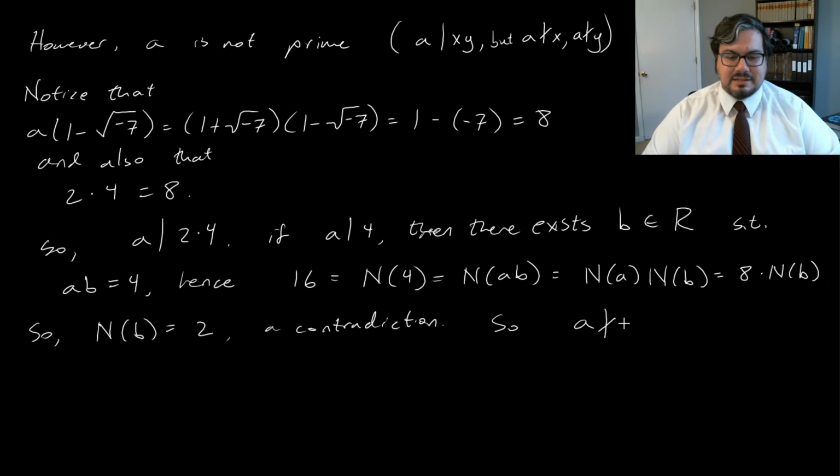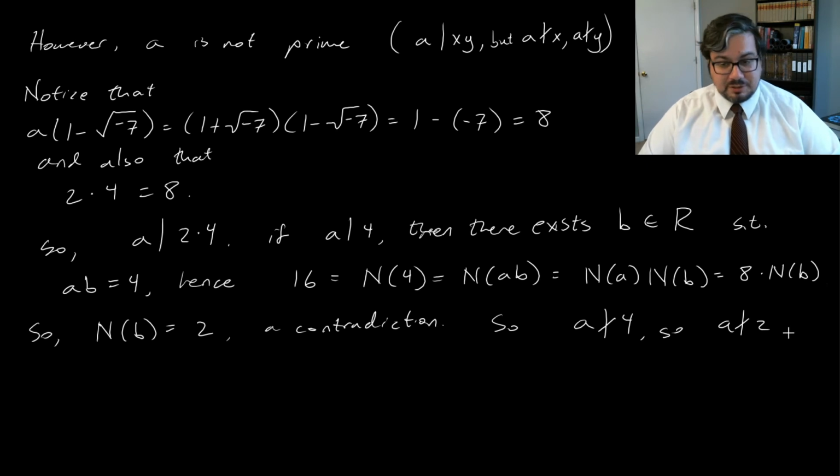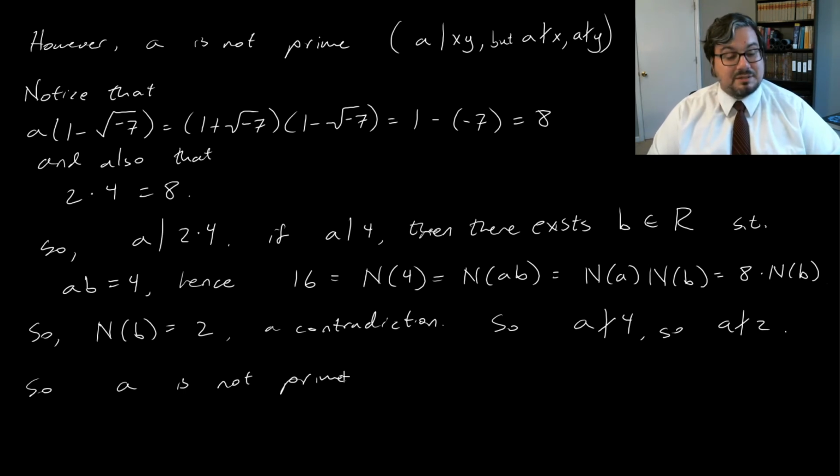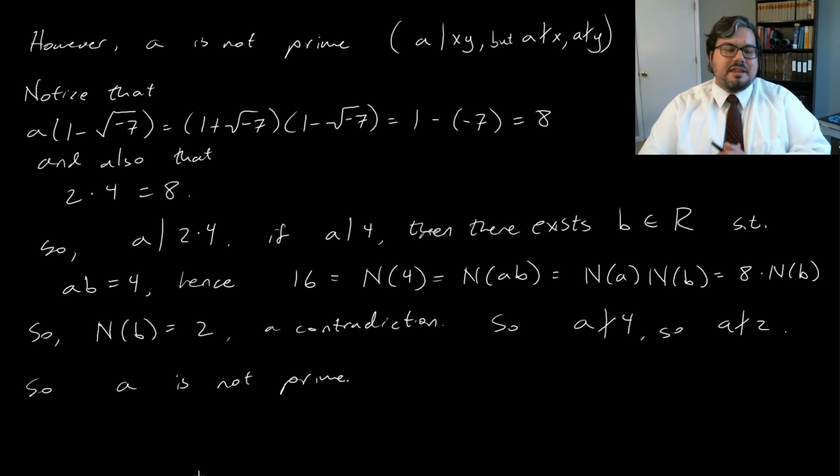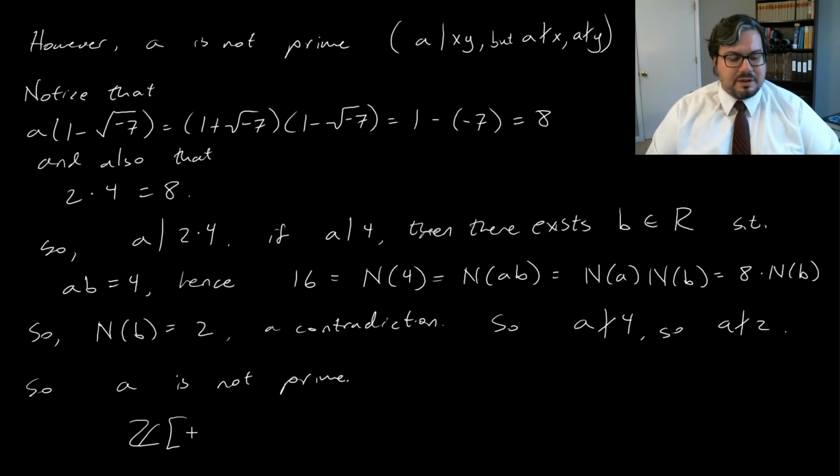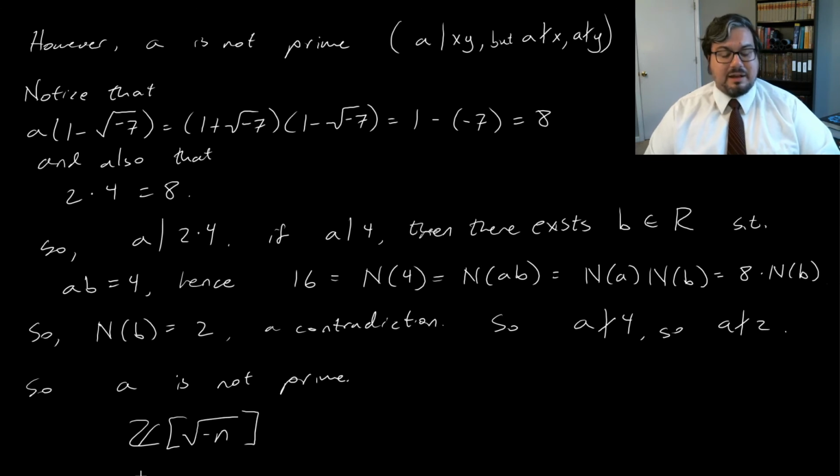So that means that A does not divide 4, and if A does not divide 4, then A certainly does not divide 2, because if it divided 2, it would divide 4. So that means that A is not a prime element. So the rings Z adjoin the square root of a square-free integer, and especially the negative of a square-free integer, are often very good rings for understanding how factorization and irreducibility and being a prime element can behave in ways very differently from the integers.